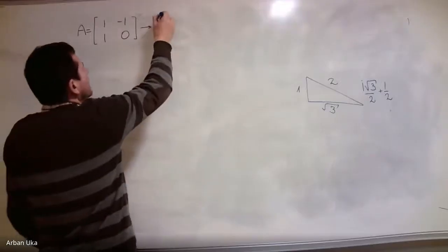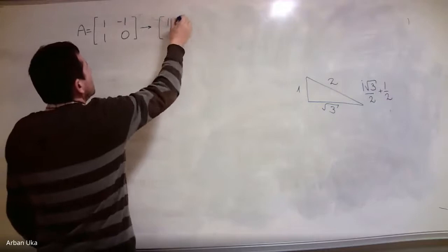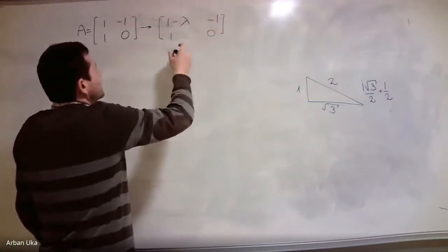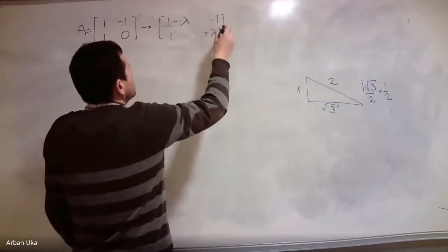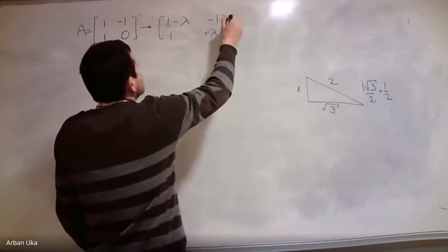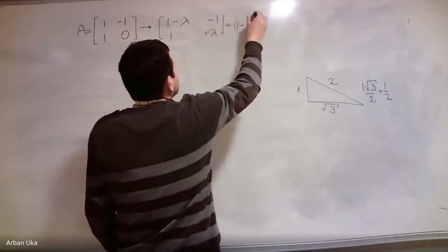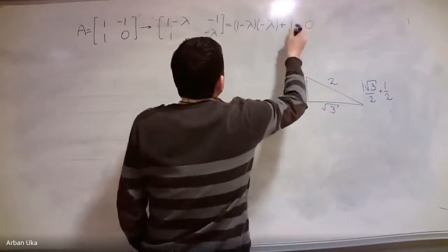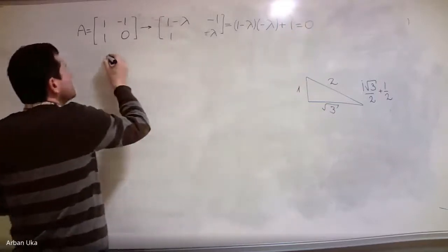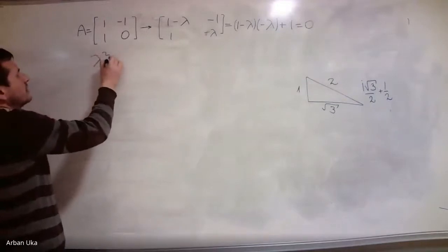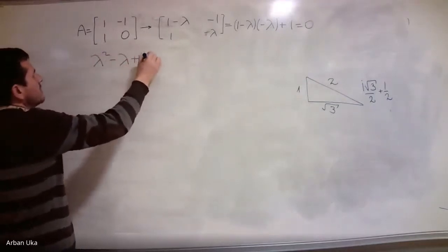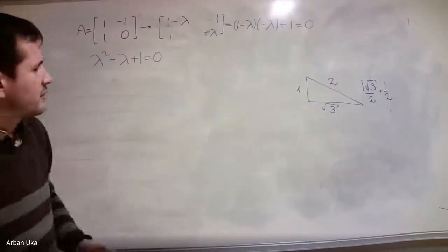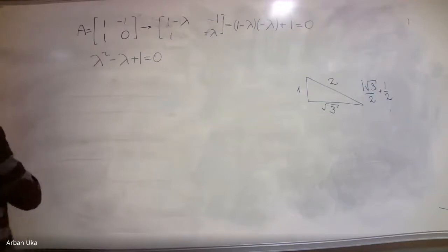Okay. Because I don't remember, so we have here 1 minus lambda, minus 1, 1, 0. And sorry, this is minus lambda also. So the determinant of this one is equal to 1 minus lambda times minus lambda plus 1, this is 0. Then here we obtain the following. We get lambda squared minus lambda plus 1, this is 0. So this is the second order polynomial from which we want to obtain two eigenvalues.